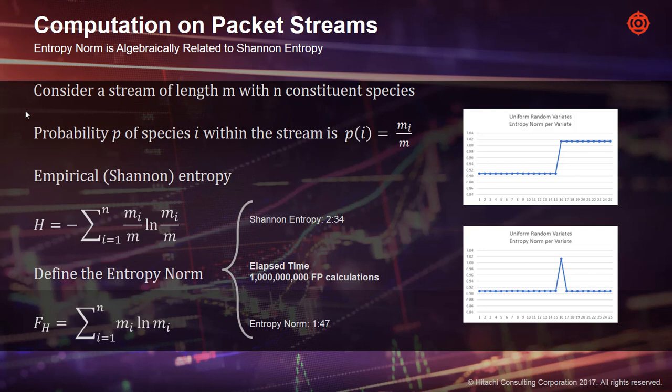First of all, it involves a division. You have to get to p log p, and it's really not necessary. You can probably convince yourself, if you work through the algebra of H, that you can get to this entropy norm term in the sum that just leaves the number of each species as a raw number times the log of the number of each species.